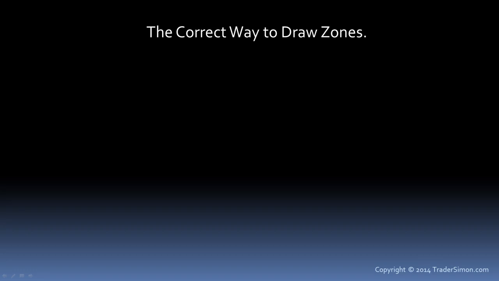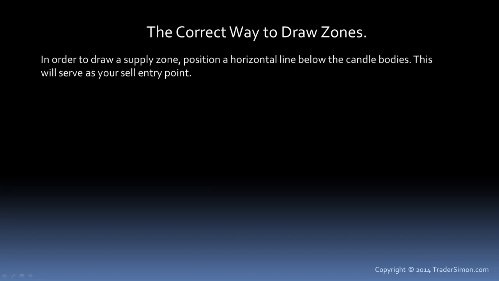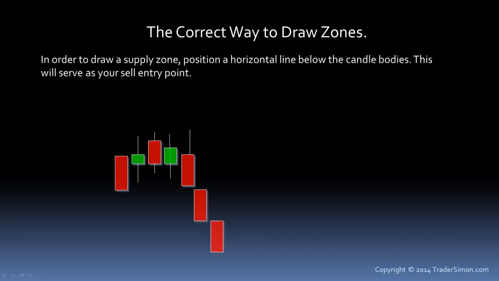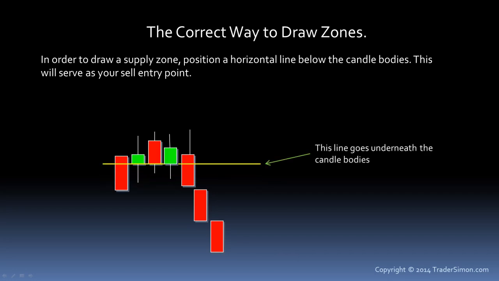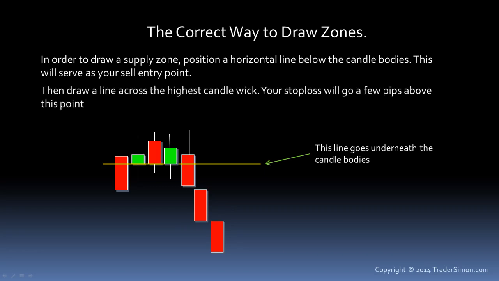Correct way to draw zones. In order to draw a supply zone, position a horizontal line below the candle bodies. This will serve as your sell entry point. Then draw a line across the highest candle wick. Your stop loss will go a few pips above this point.